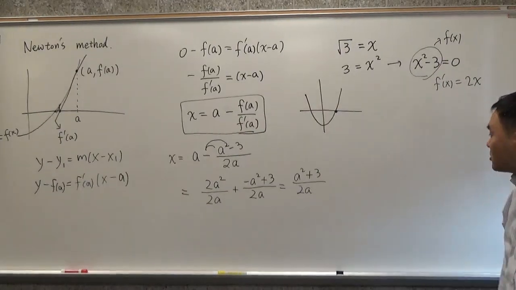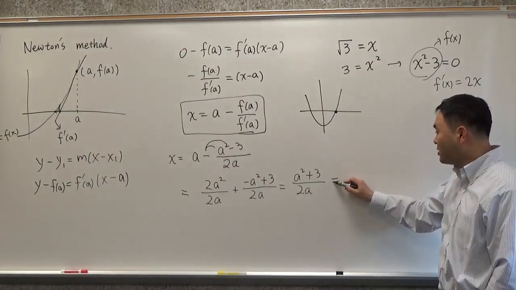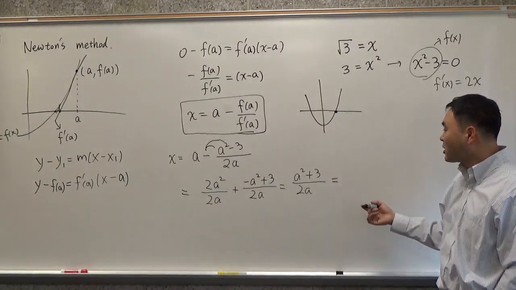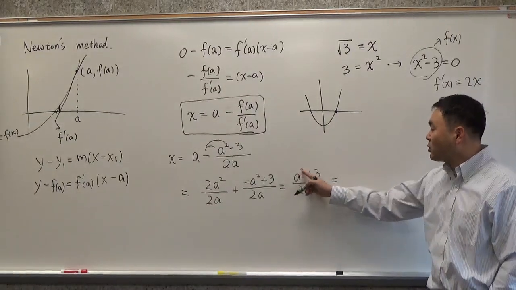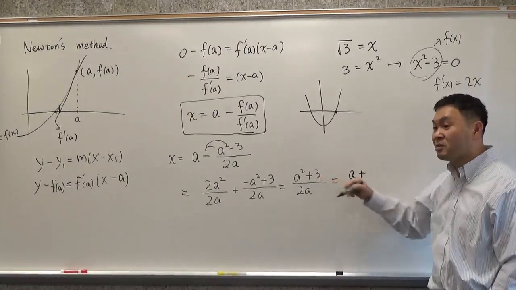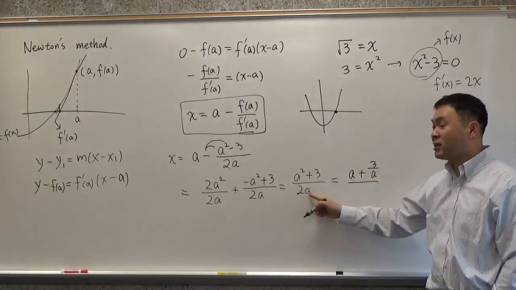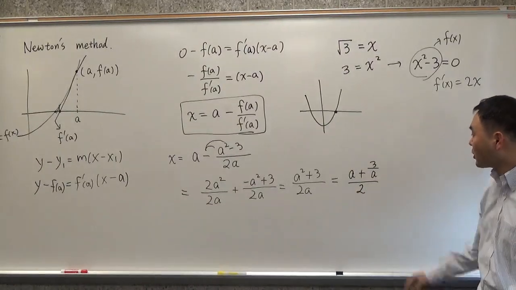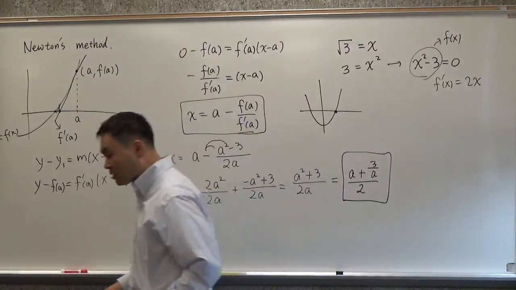You might feel that this is simple enough, but I will do one more step. It turns out that although the form looks ugly, it's actually easier to do. So I want to divide top and bottom by a. a squared divided by a would be a. 3 divided by a is 3 divided by a. Then 2a divided by a, the a cancels and you'll just get 2. Okay, so that's the formula that we will use to get an approximate value.